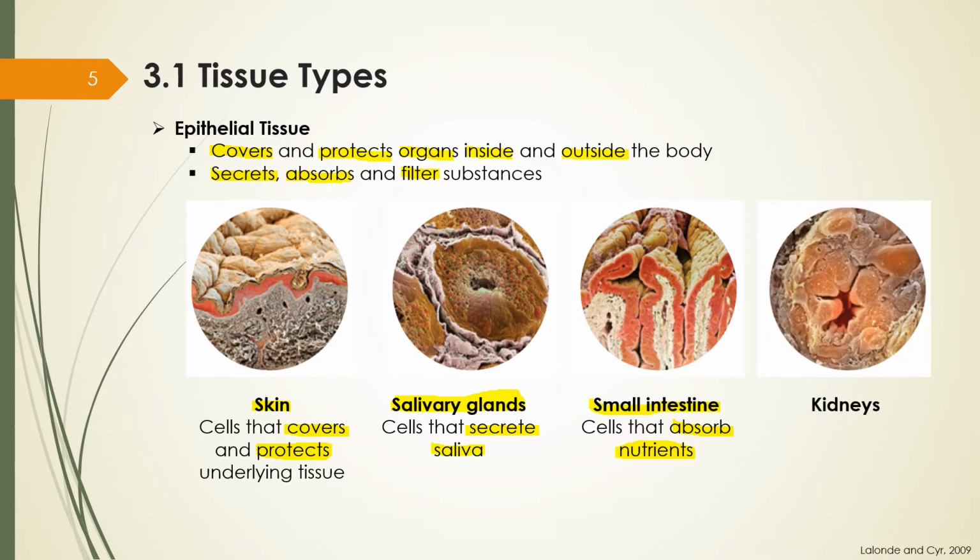And the kidneys. What's the function of the epithelial tissue in your kidney? They filter your blood. Really, really important function, okay? So here you have 4 examples of different functions of epithelial tissue. In your skin, what's the main function? Covers and protects. In your salivary glands? Secretion of saliva. In your small intestine? Absorption of nutrients. In your kidneys? Filter the blood. Very good.